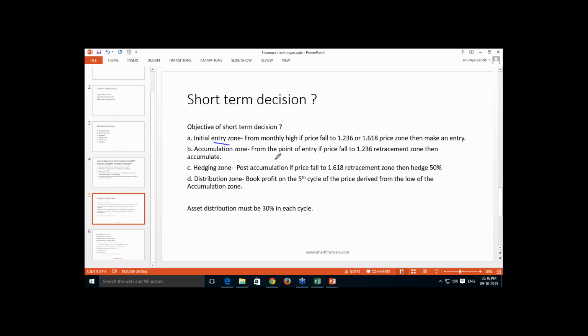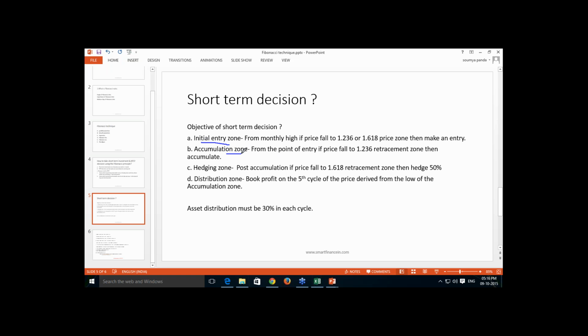A short-term investor does not mean a short-term seller. A short-term investor is an investor who puts his money into the market and buys the instrument. If he is selling for a short-term objective and so on, he will be classified as a trader. He will not be an investor at all. So here the investor has an objective of an initial entry zone where he should enter a trade.